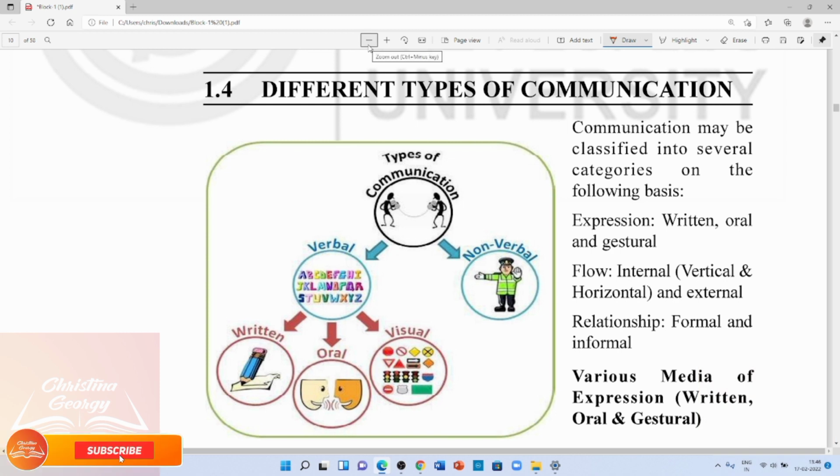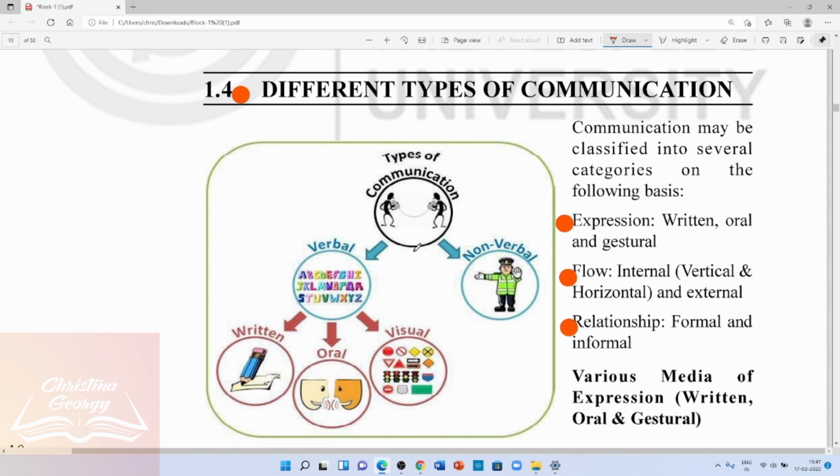Communication may be classified into several categories. On the basis of expression, communication can be categorized into written, oral and gestural in nature. On the basis of flow, communication can be categorized into internal and external. Internal communication could be vertical and horizontal. On the basis of relationship, communication can be categorized as formal and informal communication. Firstly, let's consider the various media of expression. That is written, oral and gestural.